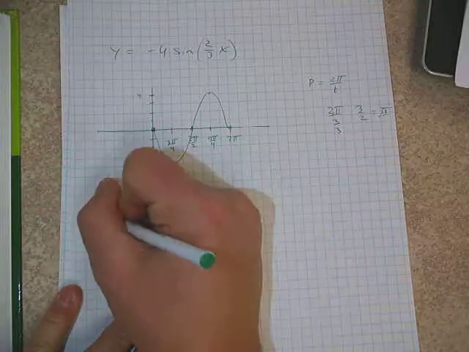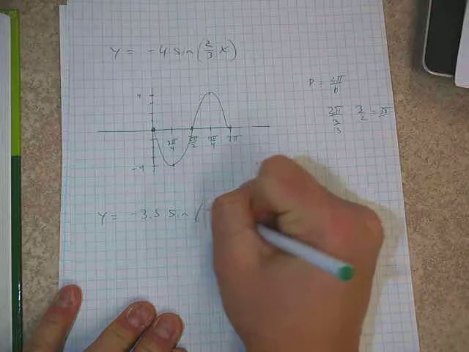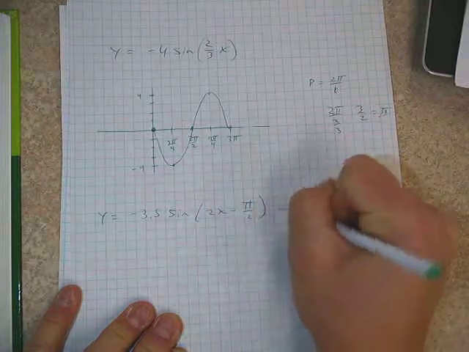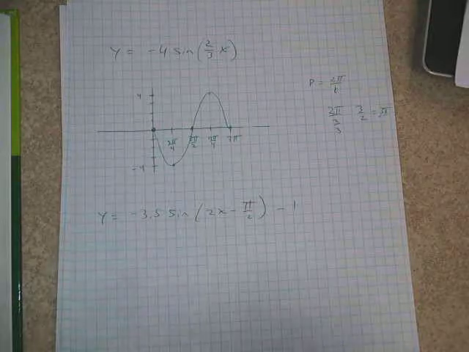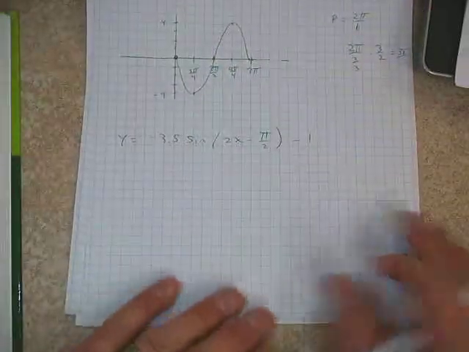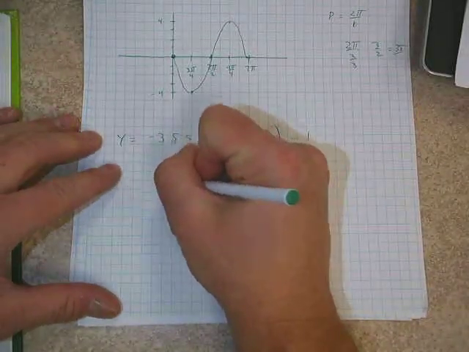All right, one last one I want to look at, and then I'm going to cut you loose to try some here. Number 62. We've got y equals -3.5 sine of 2x minus pi over 2. And this is as hard as it gets because we have all 4 variations. Fair enough? So watch the order in which I do this because this is the order you're going to want to follow.